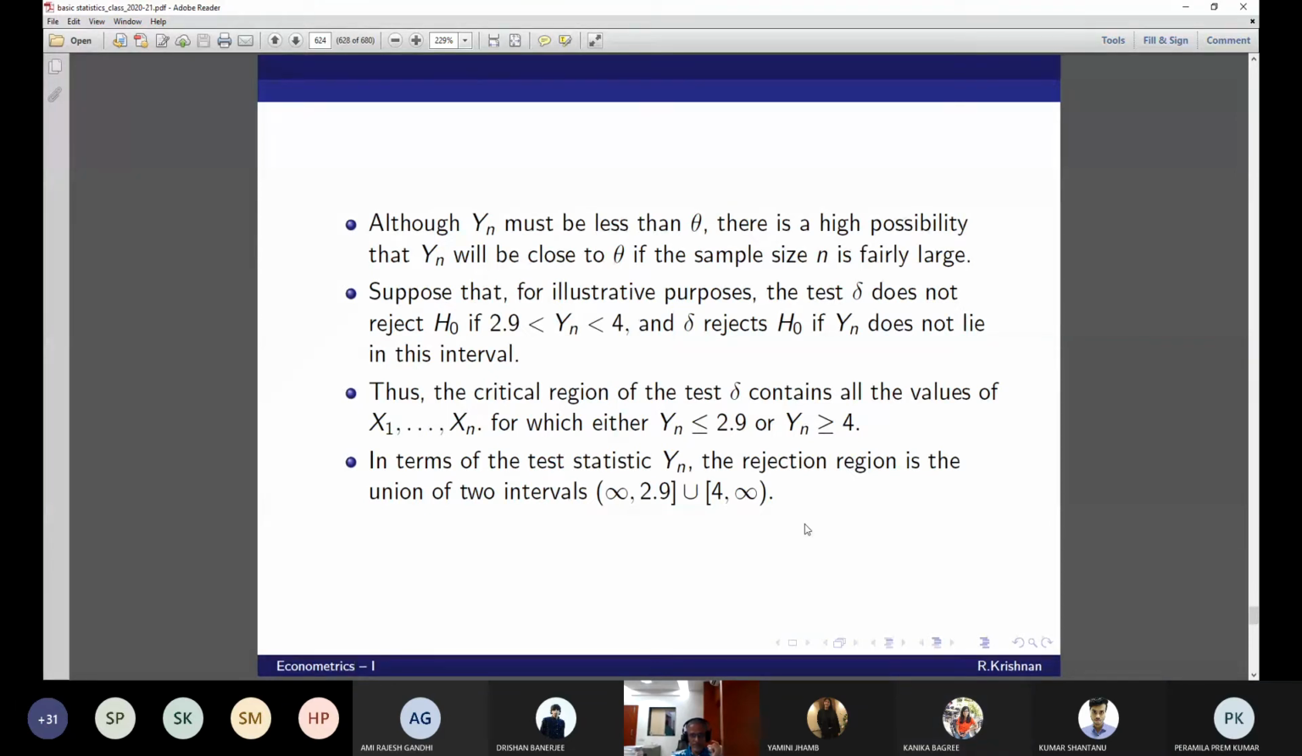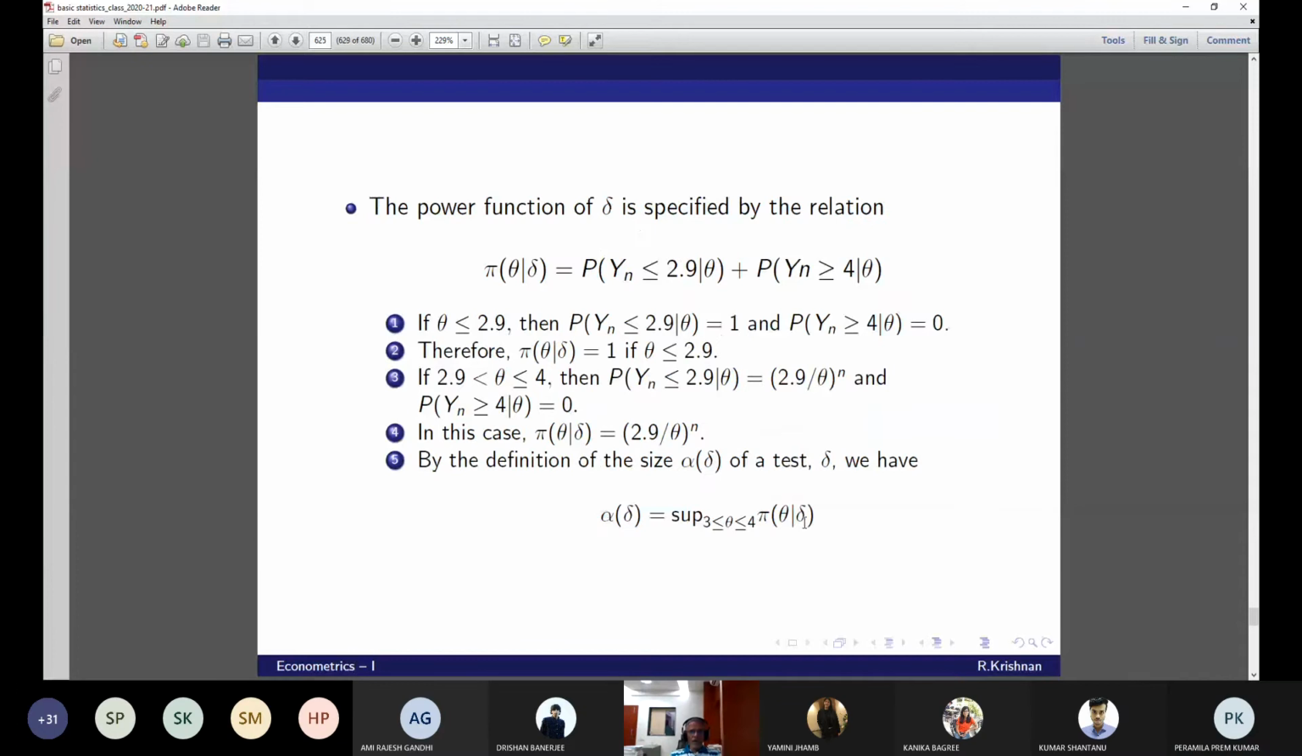For illustrative purposes, this is it. Do you understand the critical region, the rejection region, now for a union of two intervals? Can we say this now? Can you go to the next slide? It's very important. The power function of delta, the test procedure, is specified by this relation. Do you understand this now? Did you take down the power function explanation?